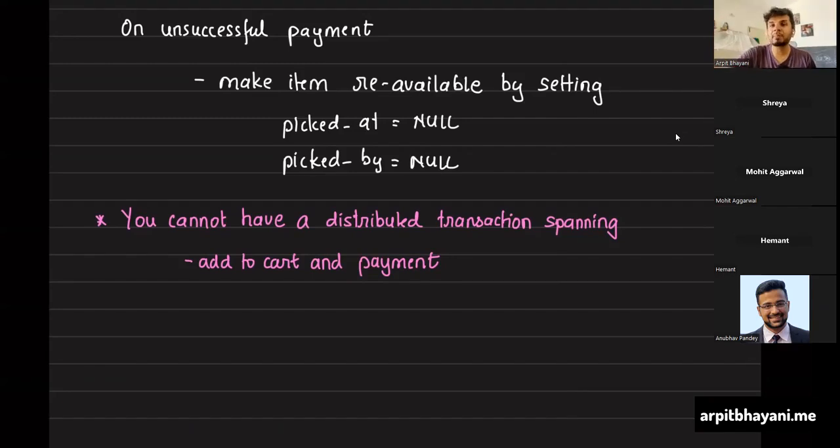You make that item re-available for someone else to pick by setting picked at as null and picked by as null. That this item is now available. So you go and put that on the shelf. As soon as a user sees, like outside, hey, buy button is available, goes and clicks it, goes and grabs the phone. Same thing, right? Again, this is not a distributed system. This is a regular payment, right?